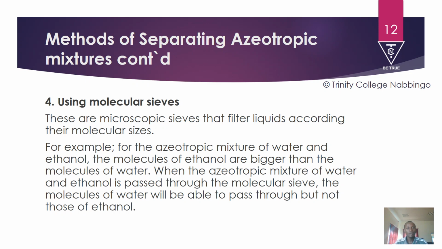Since the water molecules are smaller in size than the ethanol molecules, the water molecules will be able to pass through, but the ethanol molecules will not be able to pass through. So that means that we shall be able to make the water molecules go through, but not the ethanol molecules, hence separating the azeotropic mixture. And that one is normally done at a high pressure for the molecular sieves.